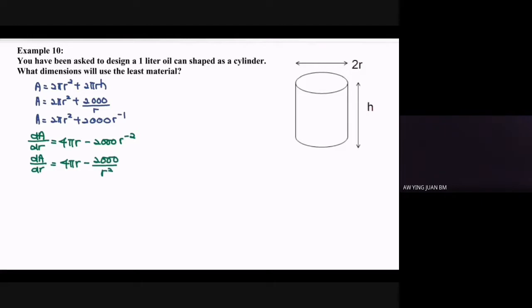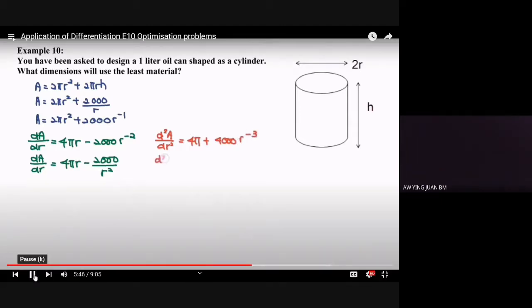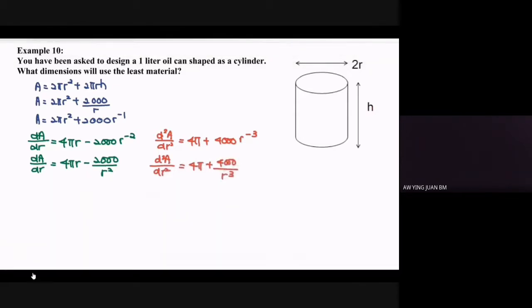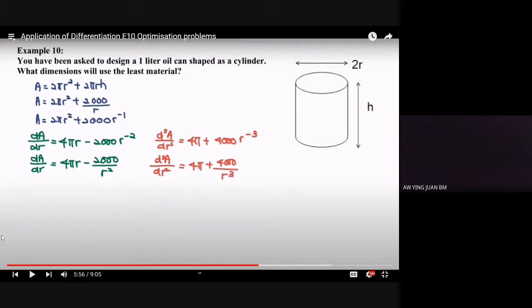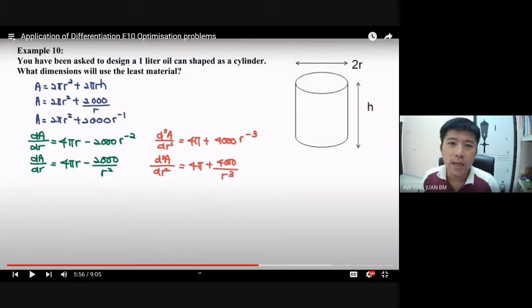And also find the second derivative. We will have second derivative equals to 4 pi plus 4000 over r cubed. Rewrite the situation: 4 pi plus 4000 over r cubed. So perasan tak situasi di sini? Dia macam ulang kan tentang extreme problem.